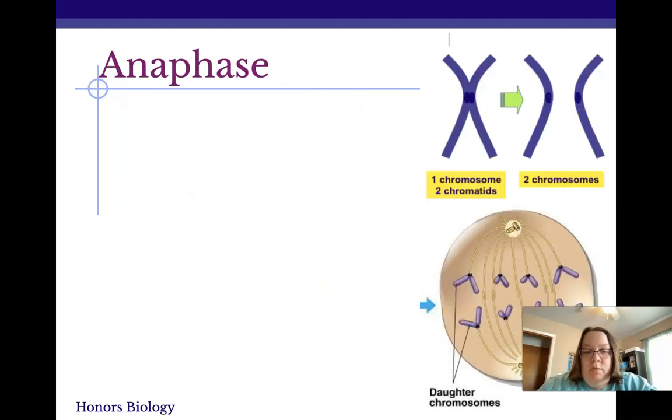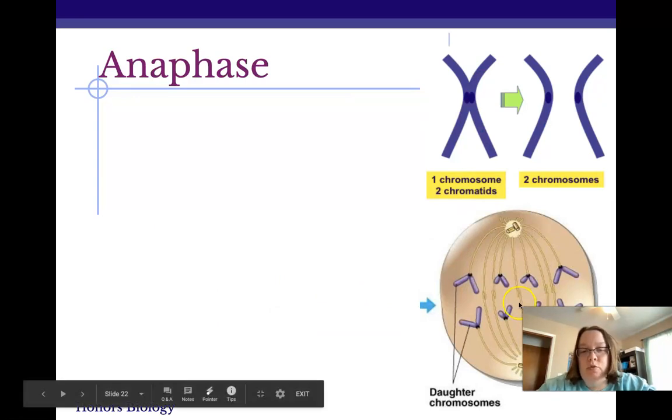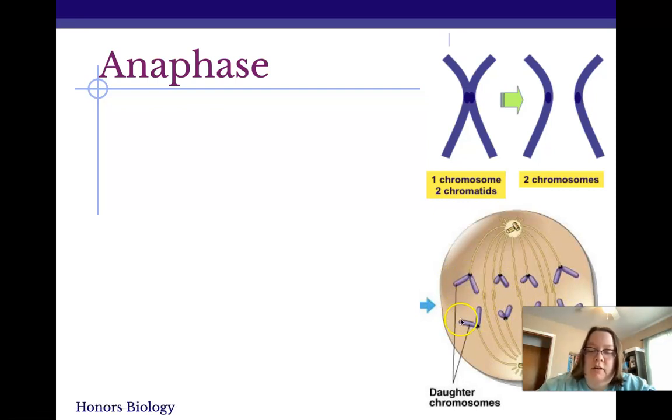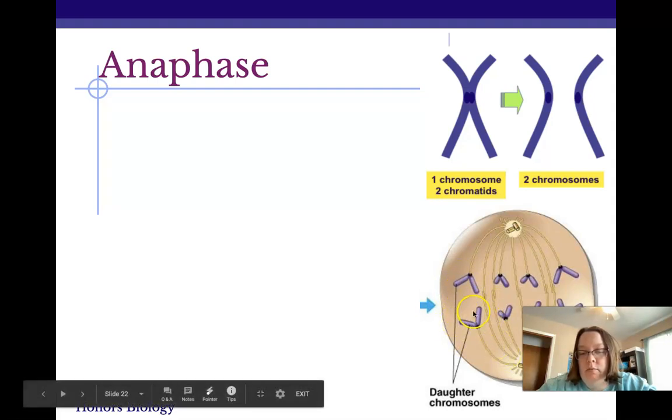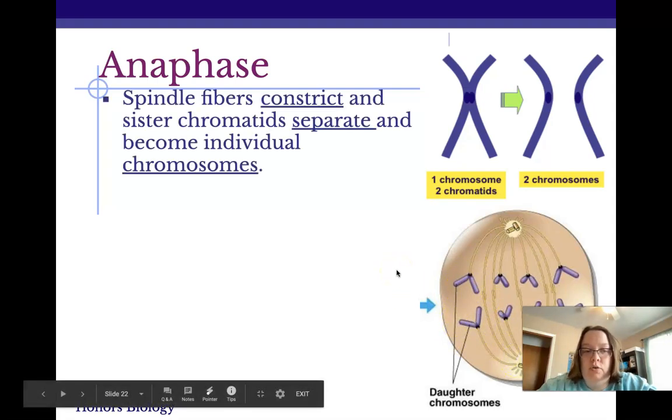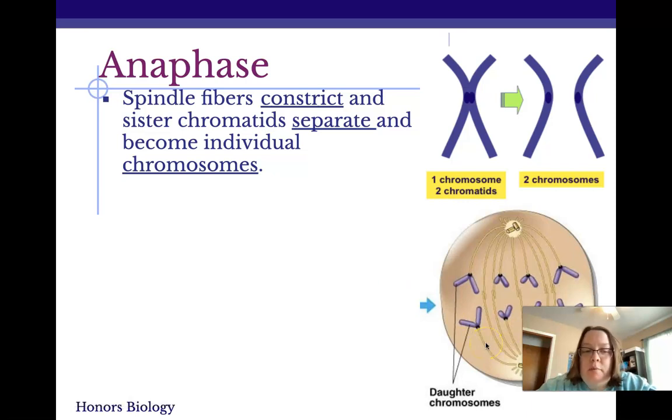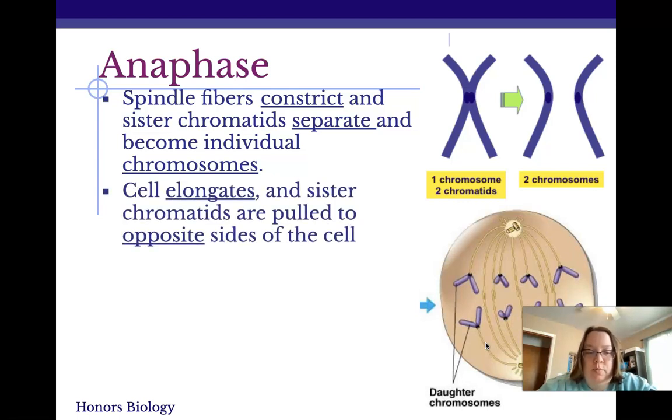After metaphase, we move into anaphase, and this is where our duplicated chromosomes split apart. So we see our duplicated chromosomes being broken in half. So one chromatid of each duplicated chromosome will go into each new cell. The spindle fibers here are actually pulling them apart. They're separating those duplicated chromosomes, and now they're becoming individual chromosomes.